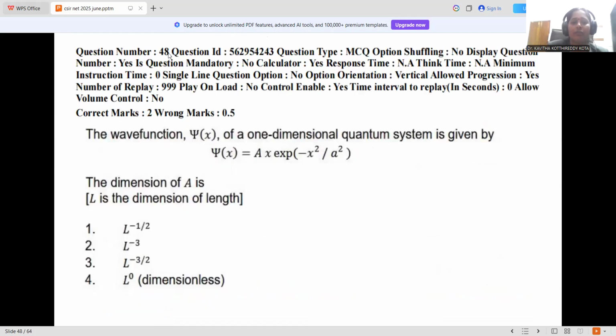Move on to question number 48. It is a part of physical chemistry. The wave function psi(x) of a one-dimensional quantum system is given by psi(x) = A x exp(-x^2/a^2).